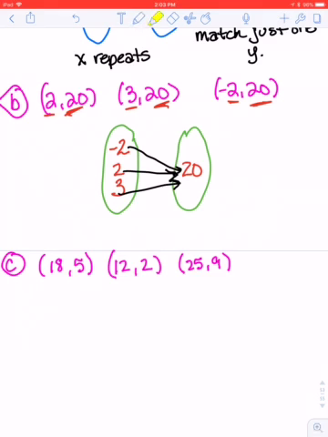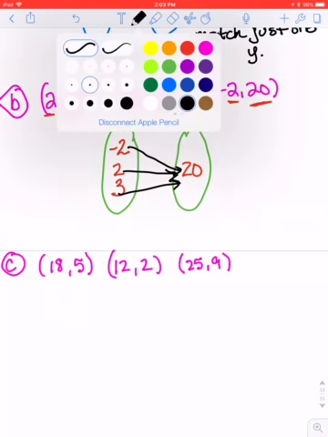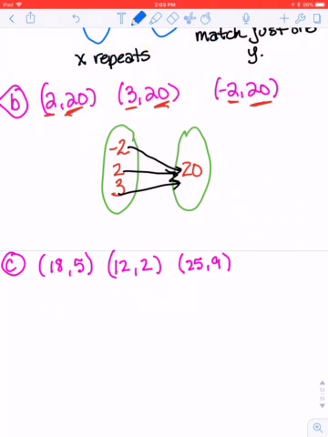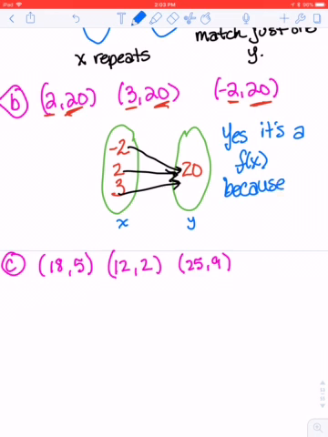Okay, now remember, you need to make sure at this end that they all have arrows. And if I say it's -2 for X, there's no doubt it's 20. 2 for X matches with 20 for Y. 3 for X matches with 20 for Y. So this would be, yes, it's a function. And if we're going to talk about our because, it's going to be because every X matches just one Y.